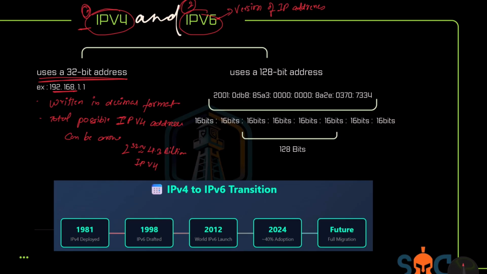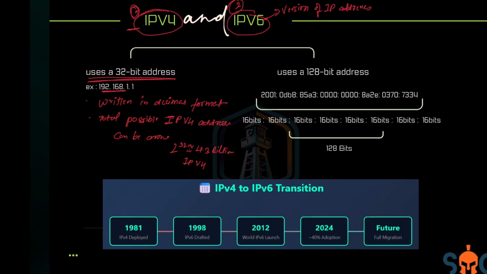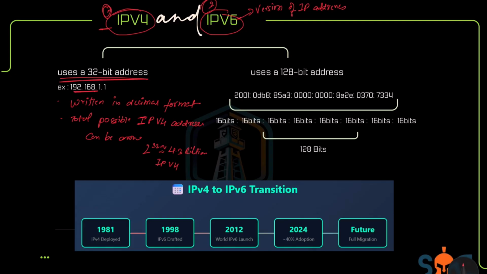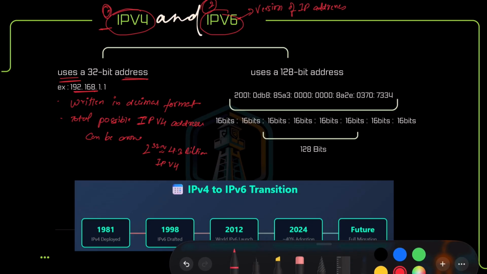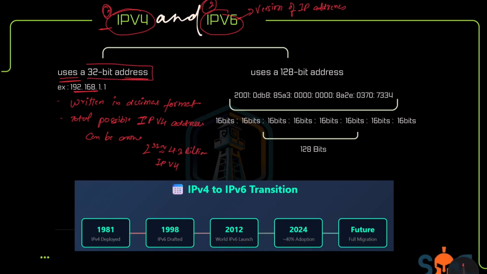Okay, so moving to our IPv4 structure. As already discussed, IPv4 are 32-bit addresses which are divided into 4 octets, and each octet equals 8 bits.